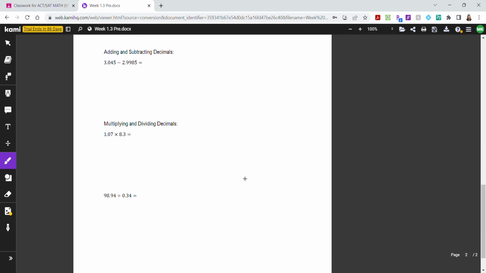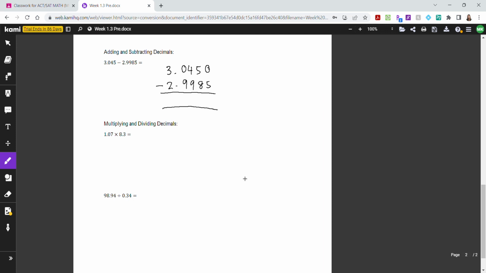Alright, now with adding and subtracting decimals, the big thing is to set it up. When you set it up like this, make sure you are aligning everything according to the decimal point. The decimal points here have to be aligned with each other, because if they're not, then everything will not be in the right place value, and then your calculation will go wrong.